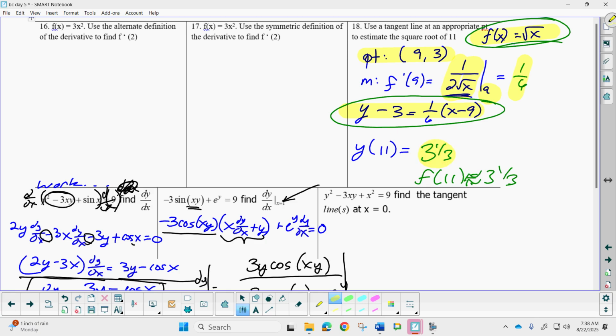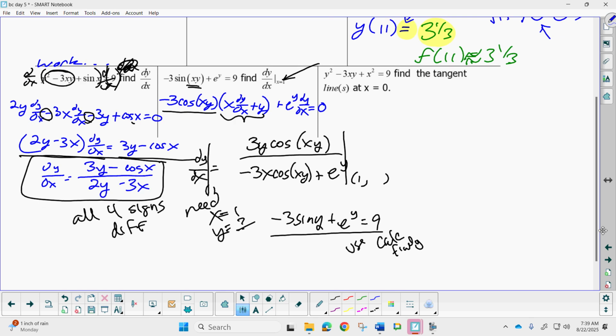Notice this is a hard equal because y of 11 indicates the tangent line, and it truly does equal. If you wrote the square root of 11, then you would be saying the approximation is 3 1/3. I am very picky about the correct notation there, so make sure you're paying attention to it too.